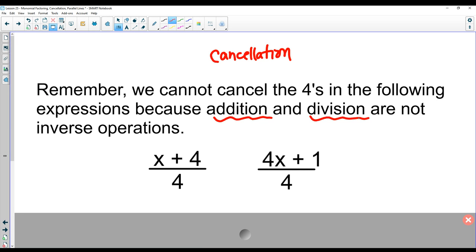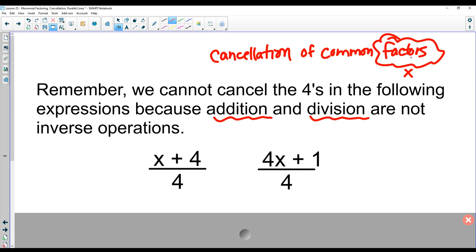So division is what happens when we cancel, right? We talk about cancellation of, so we cancel common what? Common factors. What's a factor? A factor is a number or numbers that are being multiplied together, okay? And so you can cancel, which is division, common factors, numbers that have been multiplied.